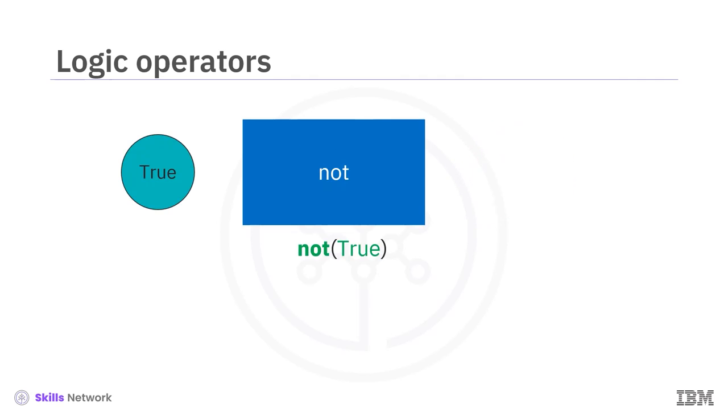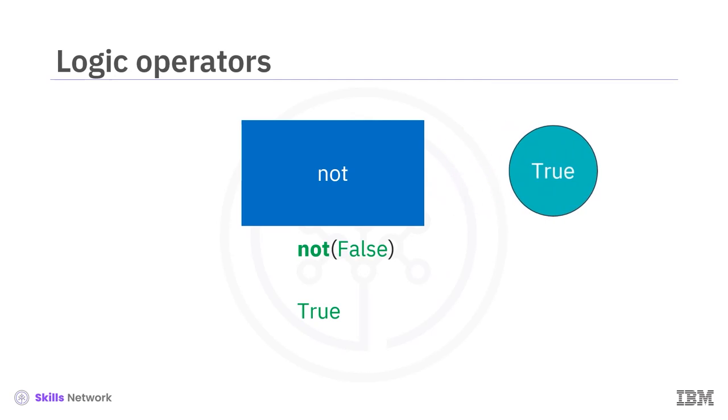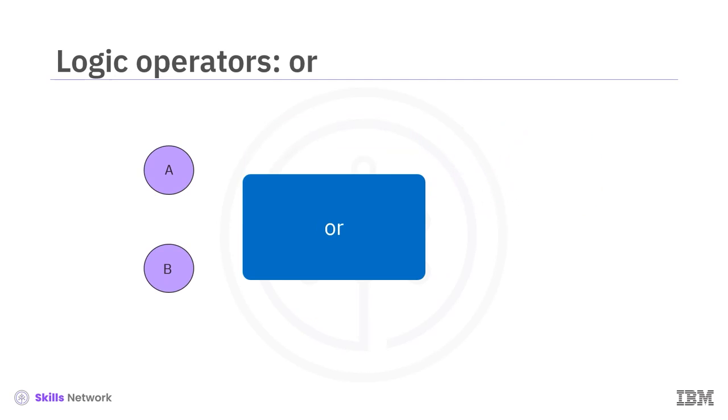The first operation is the not operator. If the input is true, the result is false. Similarly, if the input is false, the result is true. Let A and B represent Boolean variables. The OR operator takes in the two values and produces a new Boolean value.